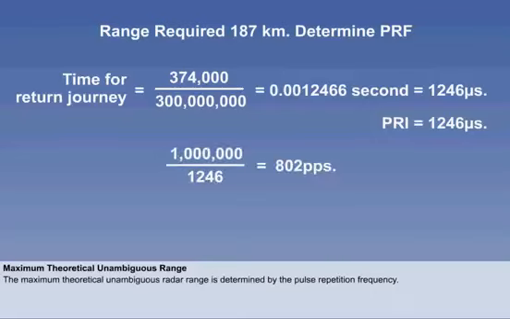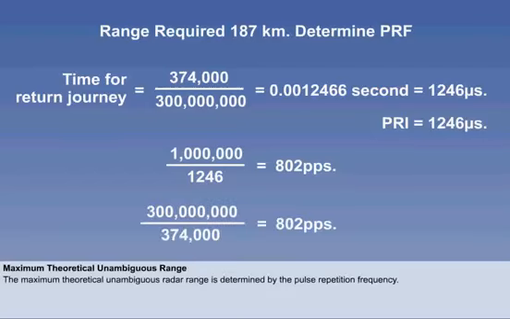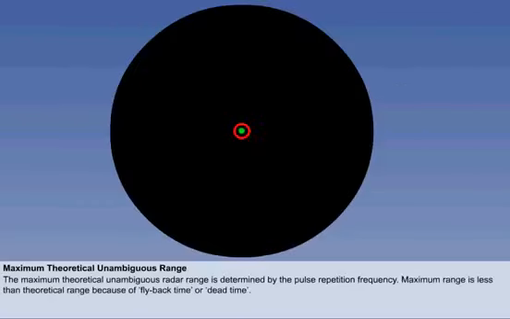How many of these pulse recurrence intervals will fit into a whole second, that is, 1,000,000 microseconds? The answer is 802. Put another way, how many times can a pulse travel 374,000 meters in a second when it is traveling at a speed of 300 million a second? The answer is 802.